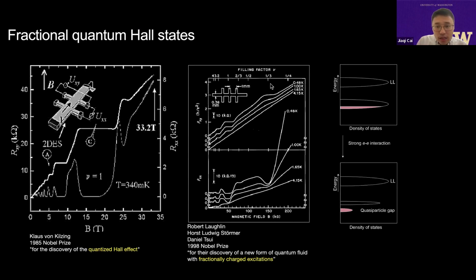Okay, so what you can actually see is now a kink on Rxx and a plateau forming at 3h over basically 3h over e square. That means it's actually a fraction of the conductivity, the Hall conductivity. And what we now know is that actually the magnetic degeneracy is broken by interaction and opens a quasi-particle gap, and that's what was discovered by Laughlin.